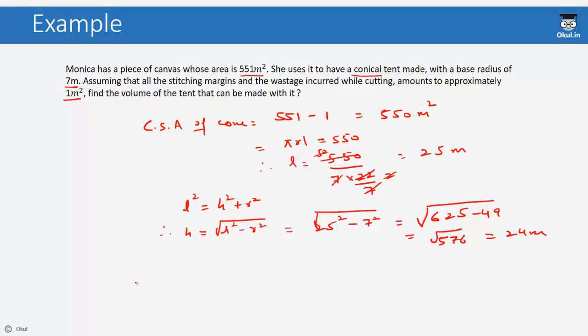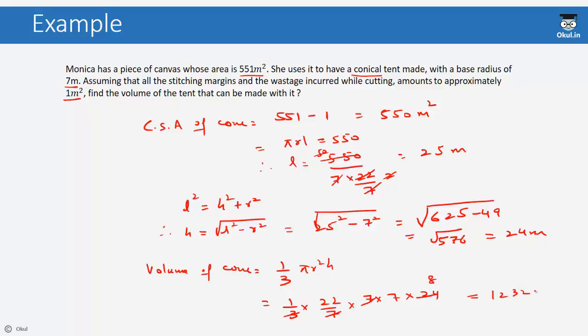Now we can easily find the volume of the tent. The formula for the volume of the cone, that is the volume of the tent, is equal to 1 by 3 pi r square h, and that is equal to 1 by 3 into 22 by 7 into the radius 7 square, and we have the height as 24. So when we calculate, this comes out to be 1232 meter cube. So the volume of the tent is 1232 meter cube.